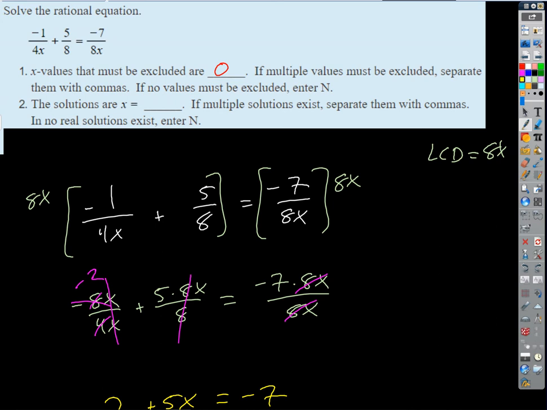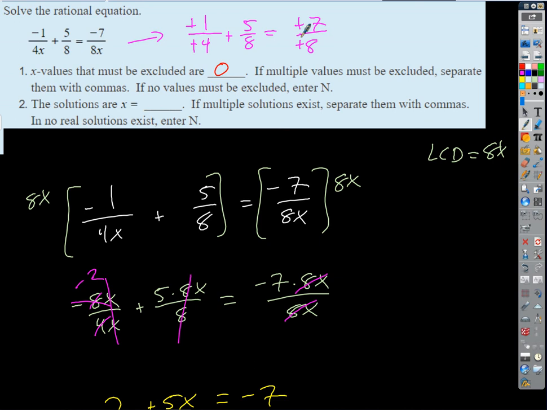Go back. Let's try it. If I put in negative 1, what do I get? So first term, I'm going to get negative 1 over negative 4 plus 5 equals negative 7 over negative 8. So does that work? 1/4 plus 5 equals 7/8. True or false? True. Yeah, it worked. Okay.